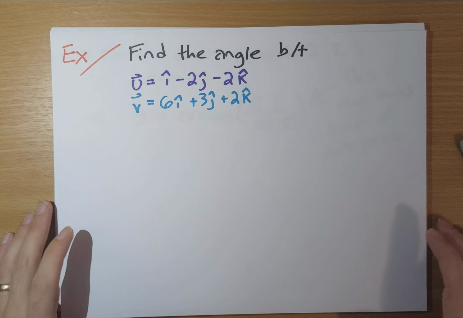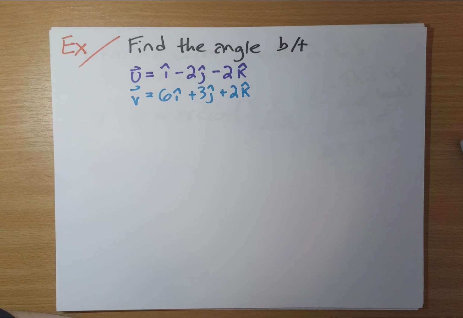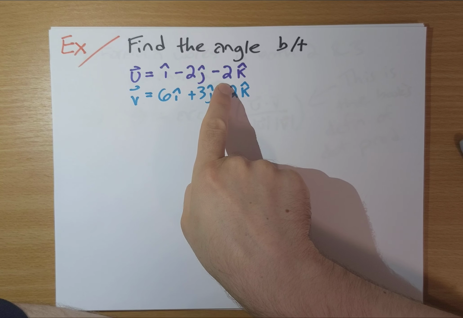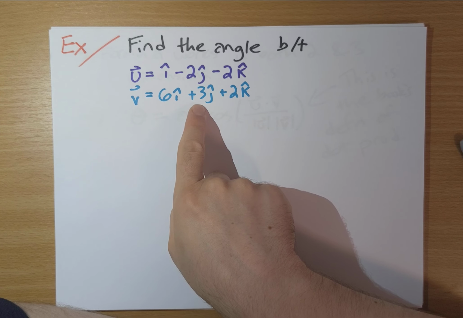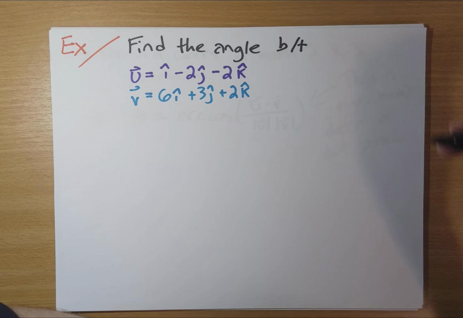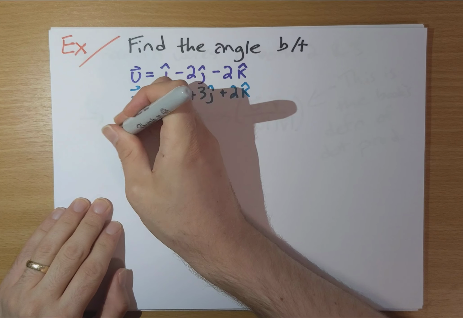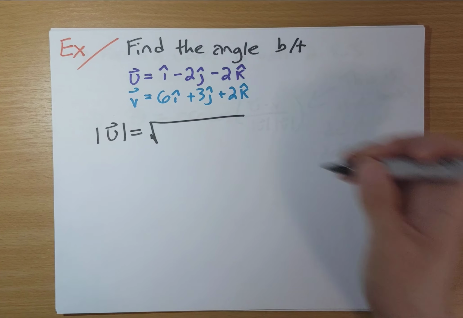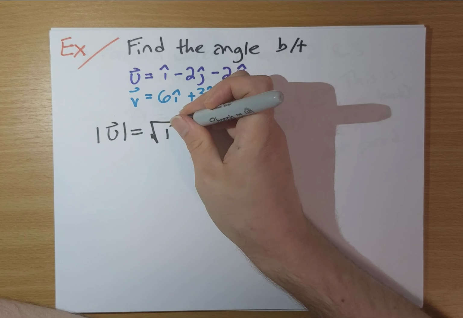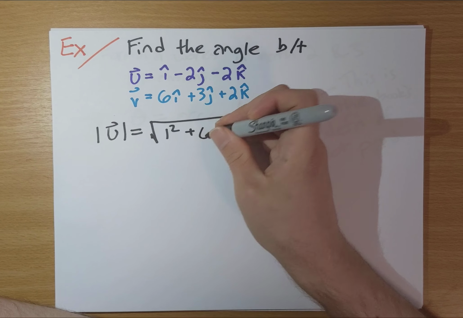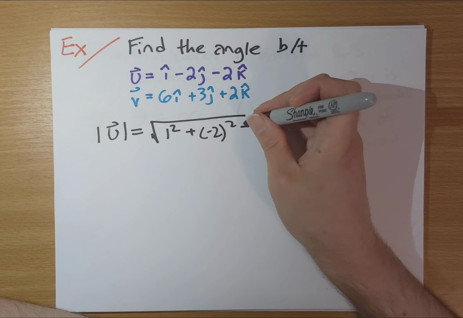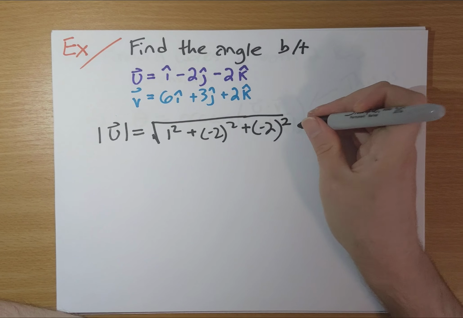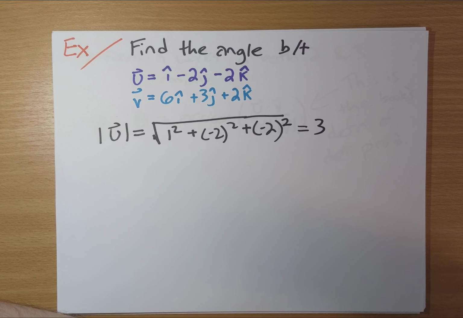Let's do an example before we do anything else here. Find the angle between u, which is i hat minus 2j hat minus 2k hat, and v, which is 6i hat plus 3j hat plus 2k hat. In order to do this, we need the magnitude of u. It's going to be the square root of the first component, 1 squared, the second component, negative 2 squared, and the third component, negative 2 squared. This would be 9 under the square root, so 3 after we take the square root.